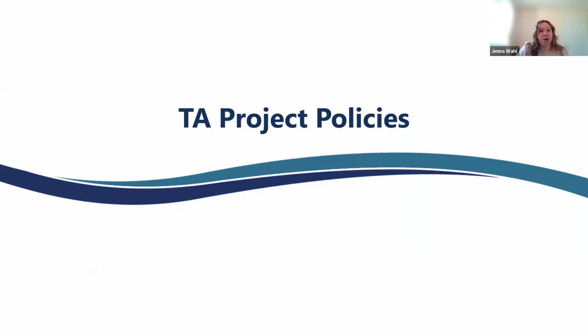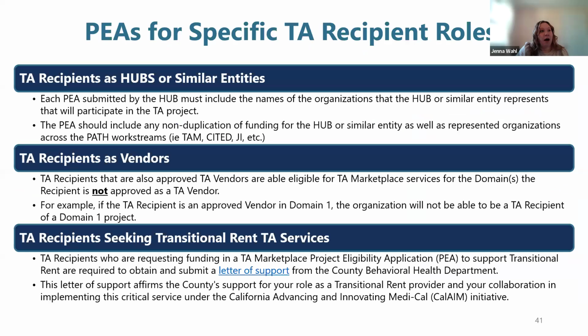So first, going through some project policies. If we go to the next slide, we have recently seen that there are different recipient roles that have been applying to the marketplace, and we wanted to just provide a little bit of guidance about specific TA recipient roles and how those PEAs or project eligibility applications should be submitted.